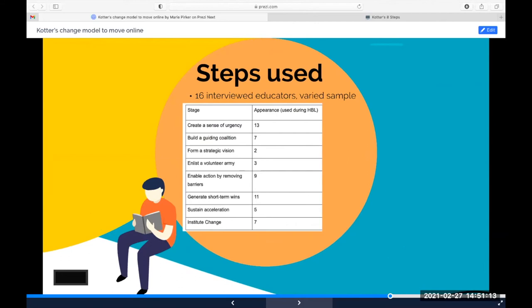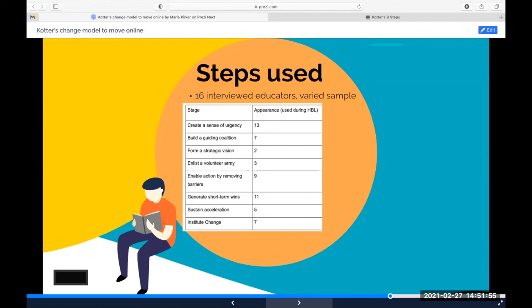The other one that was used for most people was generating short-term wins. It was 11 out of 16 were saying that they were using short-term wins as a good strategy. The next one was that action was enabled by removing barriers. There's 9 out of 16 that said that this was the case. And then in between instituting the change and building a guiding coalition, there's only 7 actually. So we already half down in our samples. In our educators, and the rest, a strategic vision, only 2 said that this was used. And the volunteer army, also there's only 3 people that said that this was used.